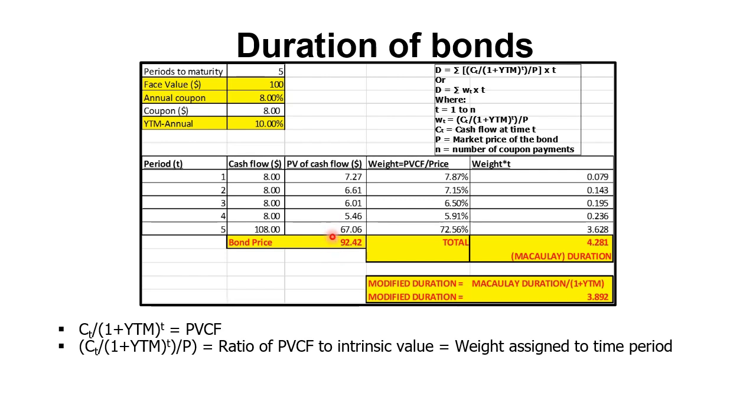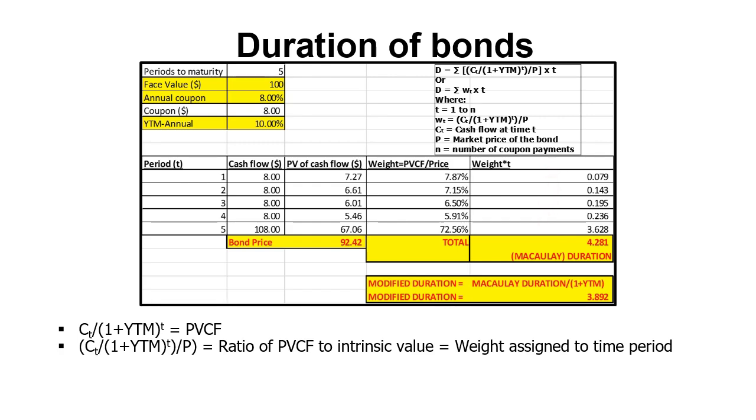This term, Ct divided by (1 plus YTM) raised to the power t, divided by P, is the weight assigned to the time period in years. Obviously, the final cash flow of interest plus maturity value has the highest proportion of the bond price. As is evident, the cash flow is in dollars. The present value of the cash flows is also in dollars, and the weight is unitless because we divide dollars with dollars. Now, when we multiply the weight with time in years in this column, we get figures that are in years. When we total these figures, we get Macaulay's duration in years.